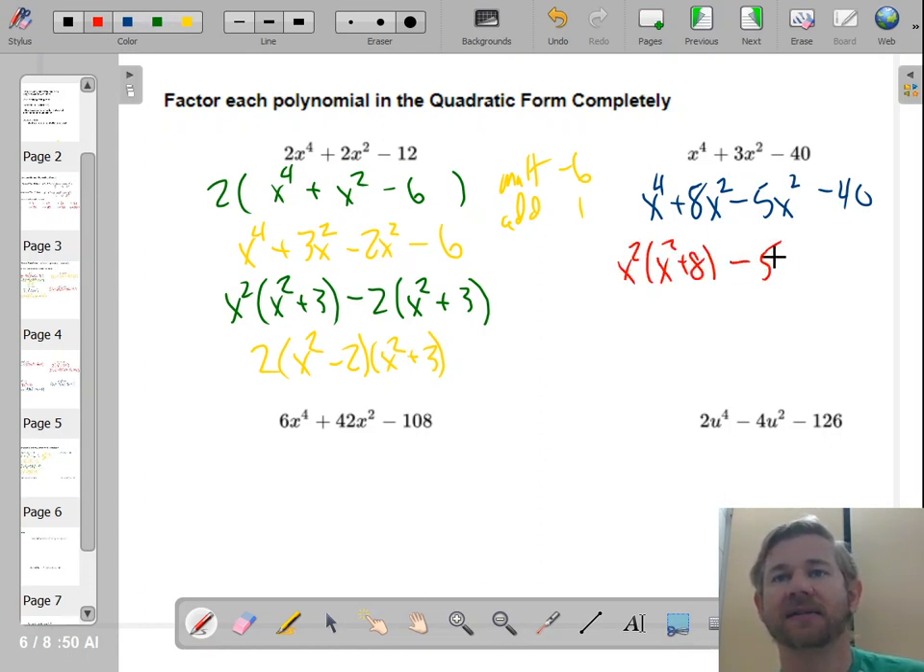Bring down your minus. GCF here is 5, x squared plus 8. If you distribute, you should be able to get to that previous step. And now I have x squared minus 5 and x squared plus 8.